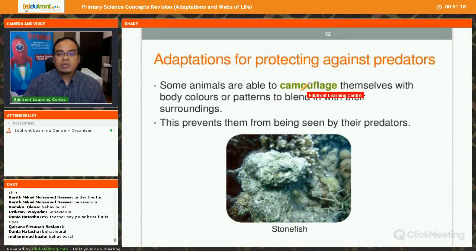Some animals are able to camouflage themselves with their body colors or patterns to blend in with their surroundings, and this prevents them from being seen by the predator. Like the stonefish here, you can see it doesn't look like an animal, but it's a stonefish. It can camouflage with the floor of the ocean.